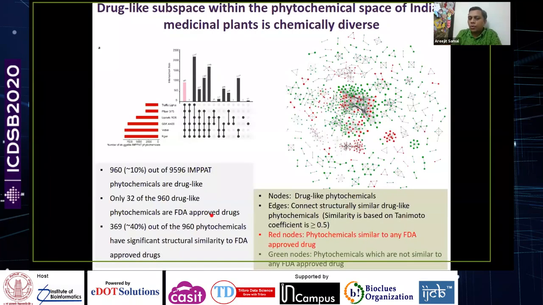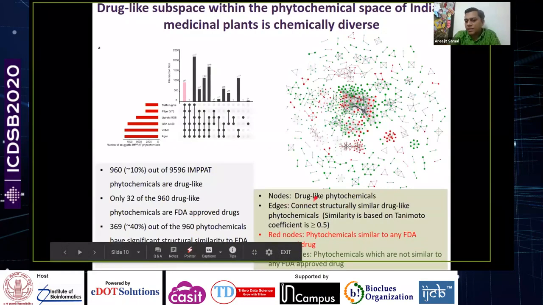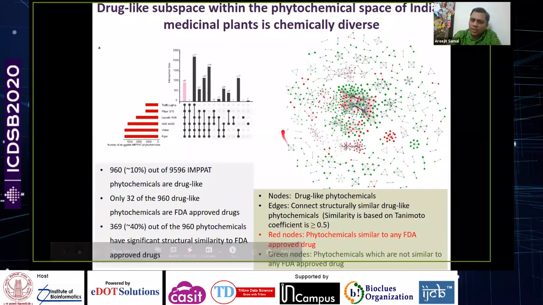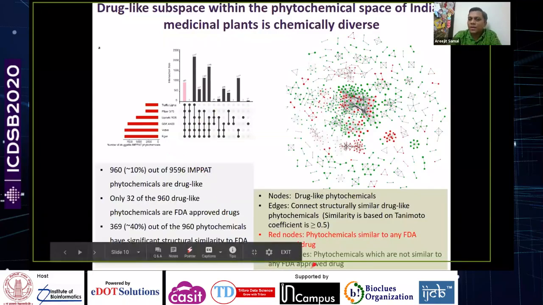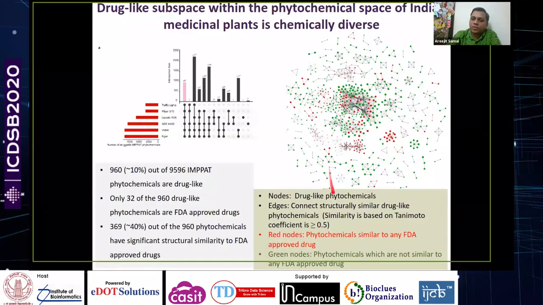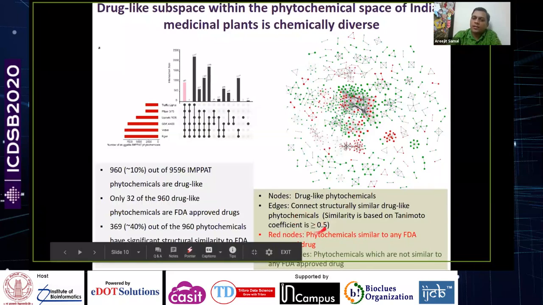So another way to look at this drug-like space within IMPACT would be to view it as a network. In this picture, each dot or each node in the network is actually a chemical, one of the 960. And we connect two chemicals if they are similar based on Tanimoto coefficient with a similarity greater than 0.5. So they are structurally similar.